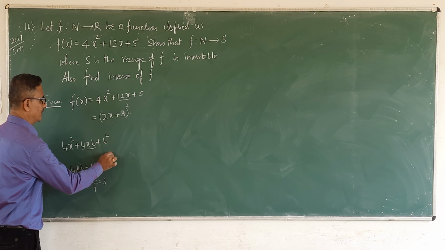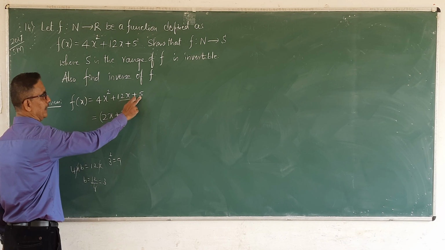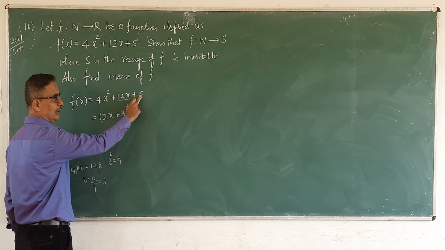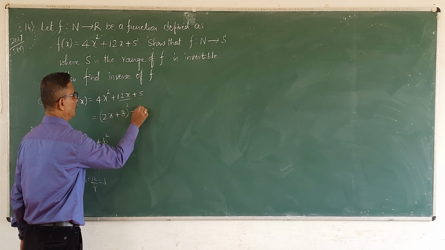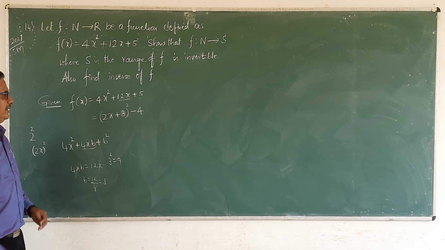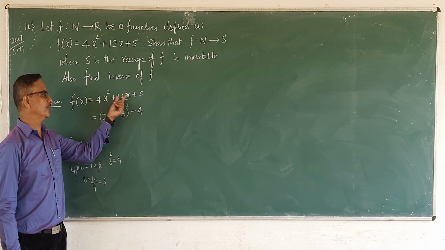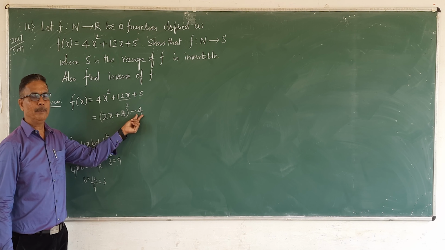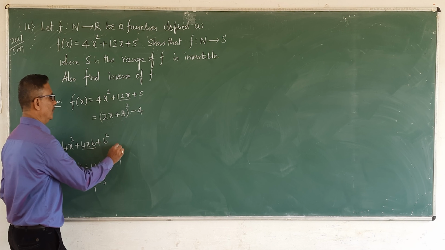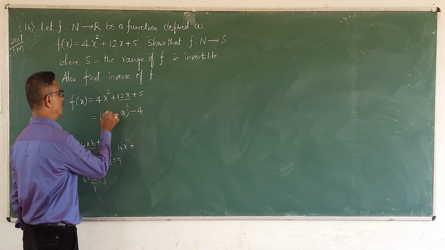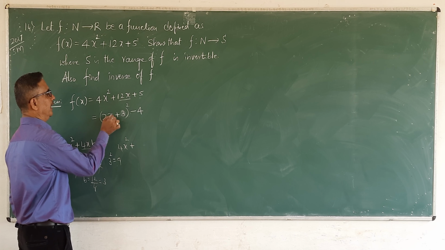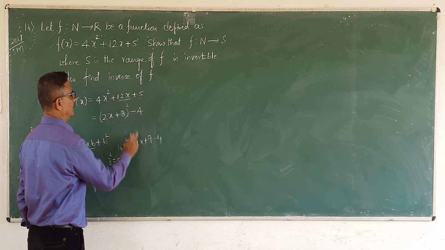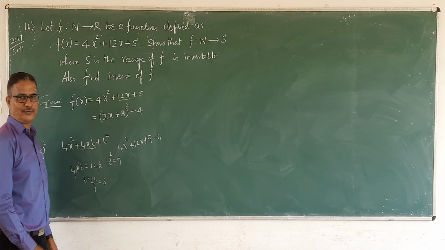b square, 3 square is 9, but here 5. Now here 3 square is 9, and we need only 5, so we can subtract 4. Is it balanced? Check it. Now 4x square plus 12x plus 5 is nothing but (2x plus 3) whole power 2 minus 4. This is the expansion: 4x square plus 2ab, 2 twos are 4, x into 3, 12x, plus b square 9, minus 4. 9 minus 4 becomes plus 5.